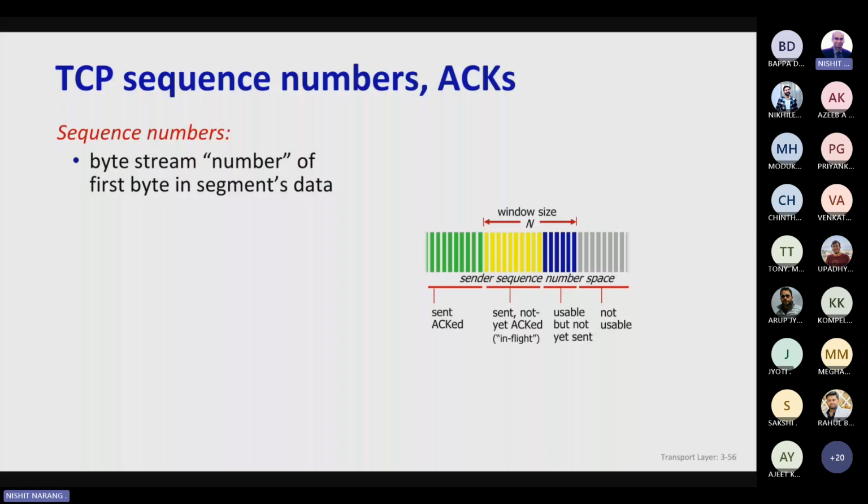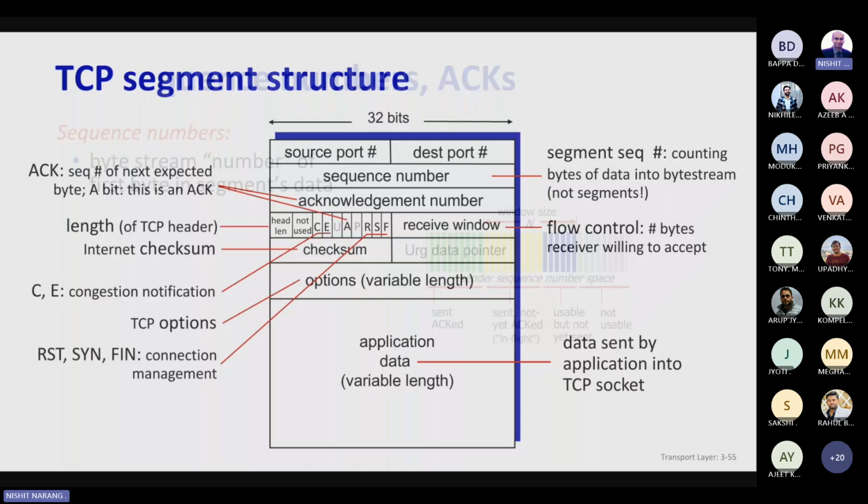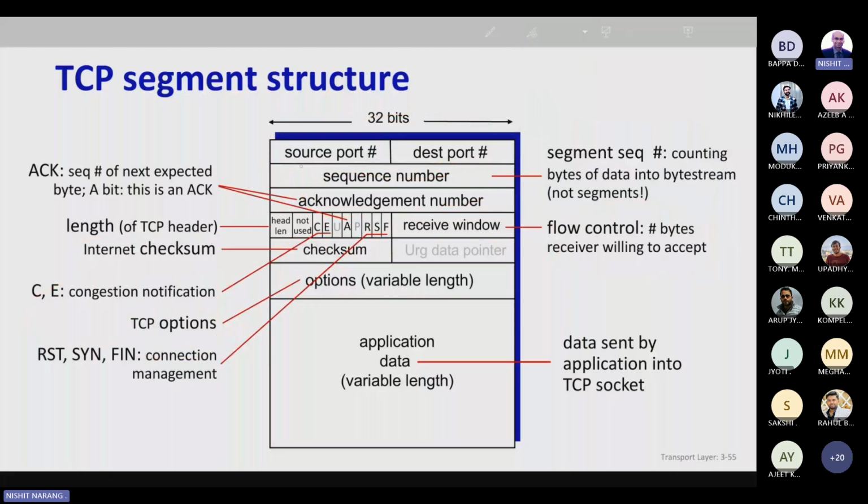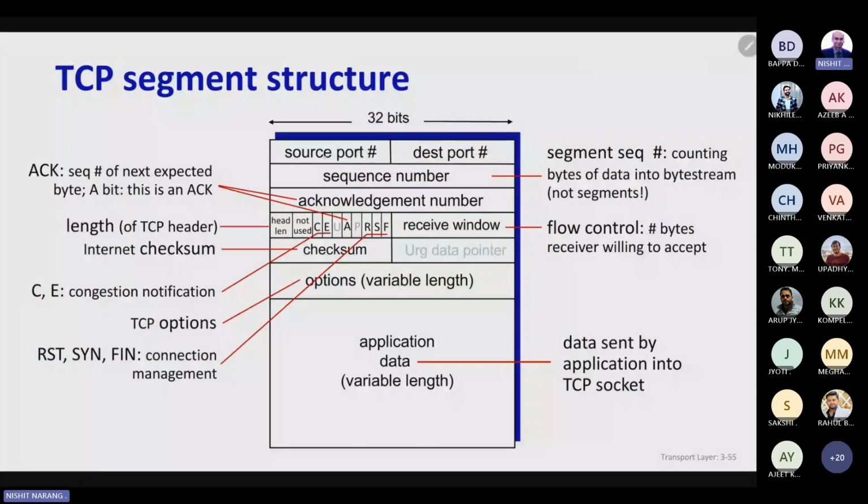So how do we use the TCP sequence number and the TCP ACK field, which we just saw here, the two fields after source port and destination port? So we have source port, destination port, and then these two, sequence number and acknowledgement number. We said these are used for reliable in-order delivery.